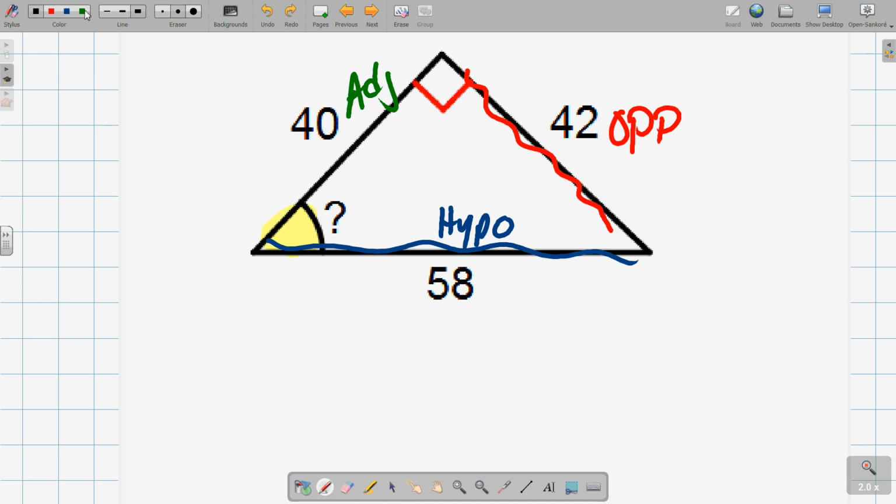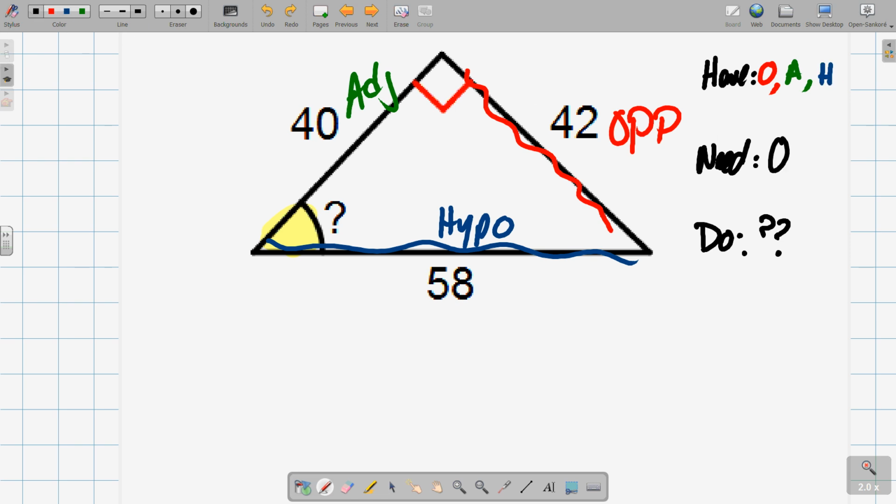Now our have, need, do, we got a problem here. Or not a problem, just something you haven't seen before. We have all three sides, the opposite, the adjacent, and the hypo. We want the angle theta. So what on earth do we do when we have all three? Well, wonders of wonders. When you have all three, you get to choose.